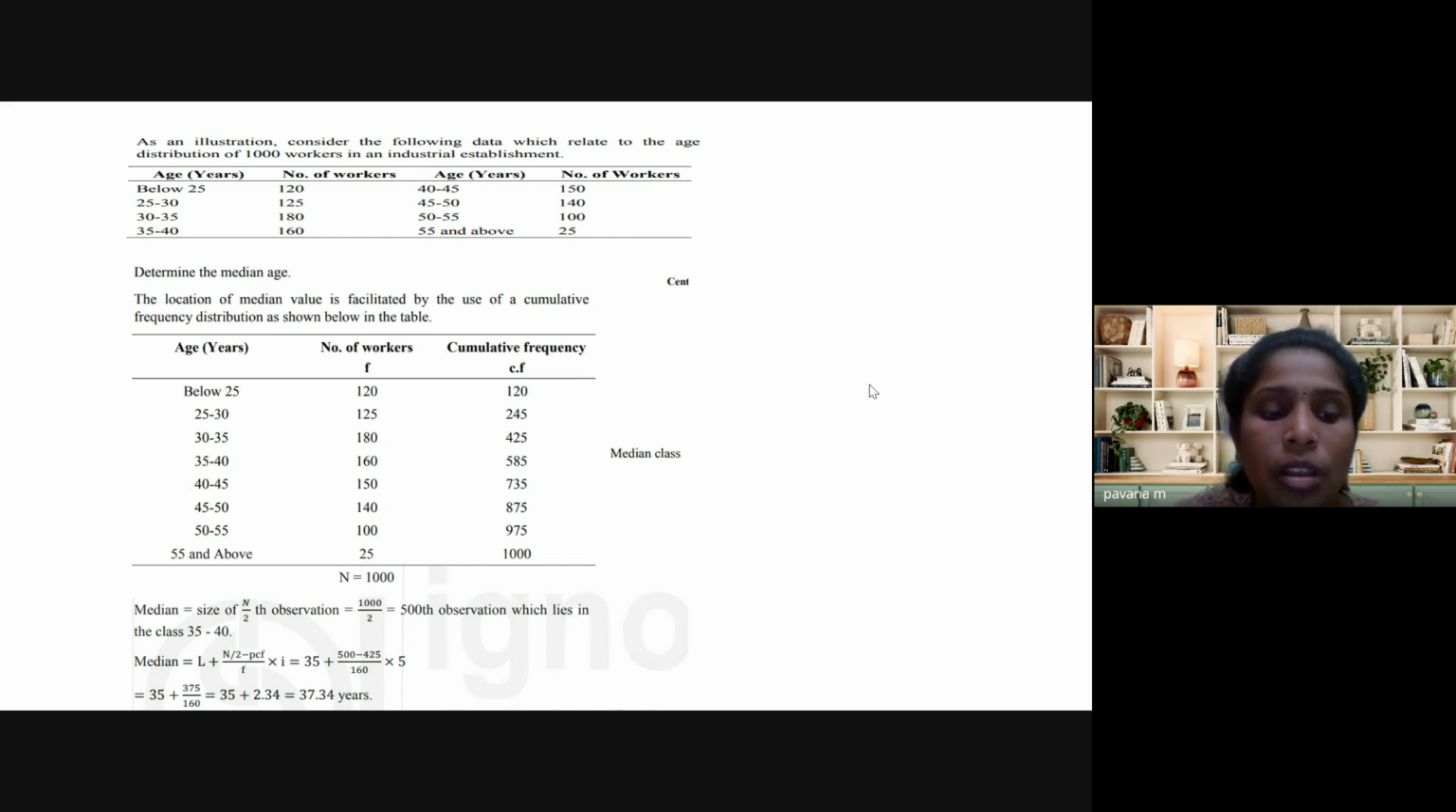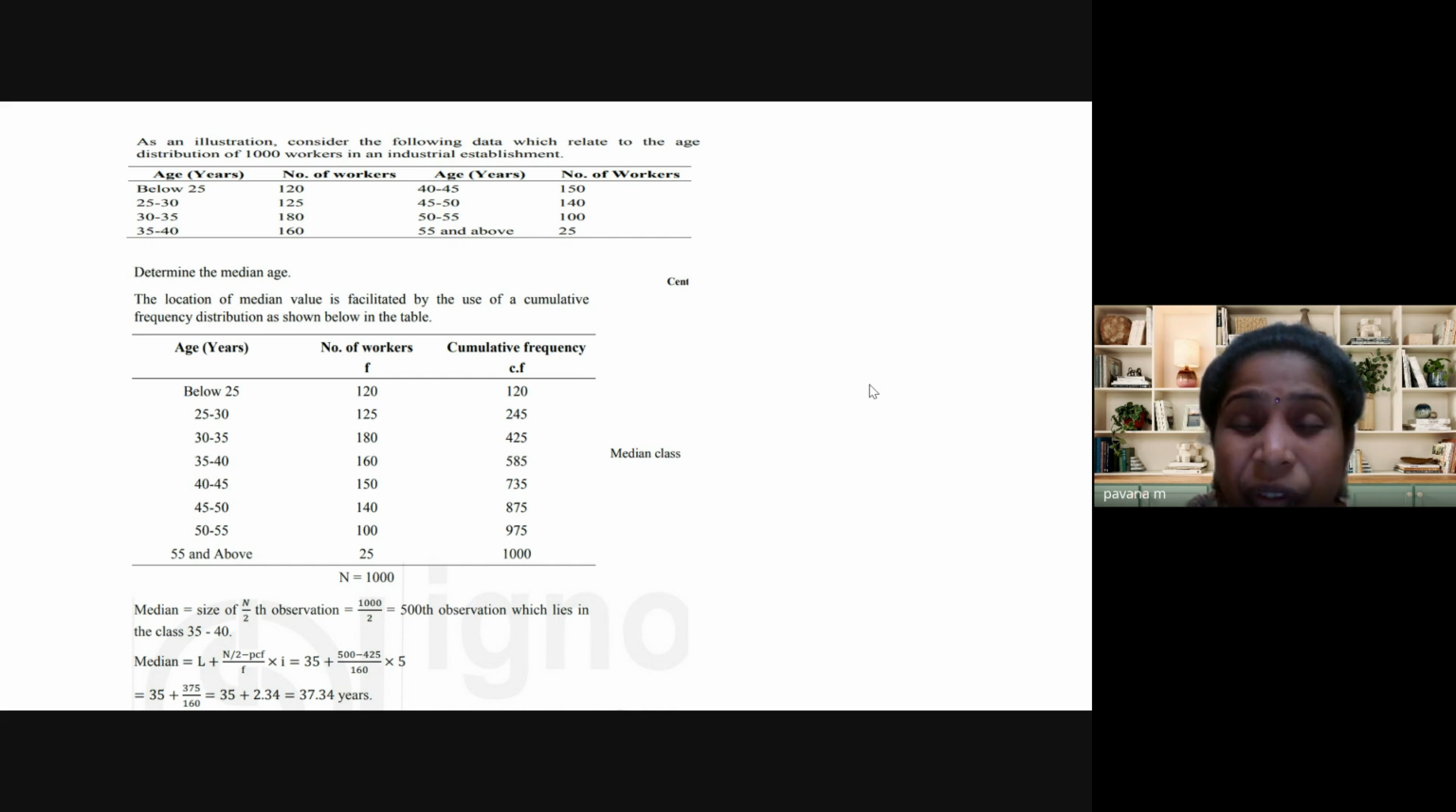Now the median is the n by 2th observation. So n by 2 means 1000 by 2, which is 500. In which interval does this 500th observation lie? You look at the cumulative frequency: the first is 120, the second is 245. That means observations from the 1st to the 120th lie in the first interval, and from the 121st to the 245th in the second interval. The third value is 425, so from the 246th observation to the 425th observation lie in that particular interval. That is the meaning of cumulative frequency.